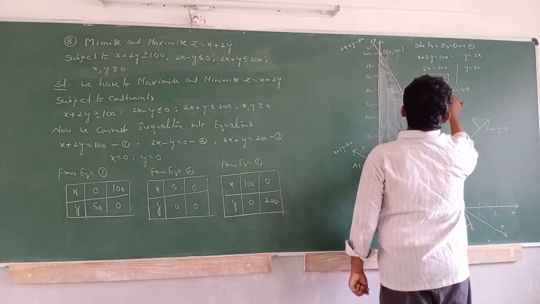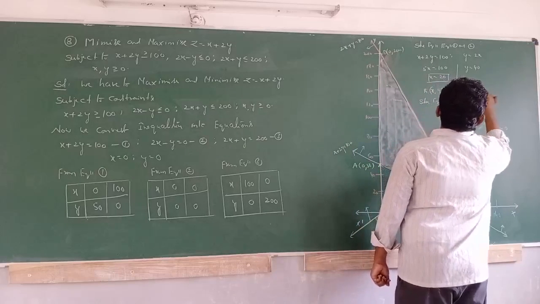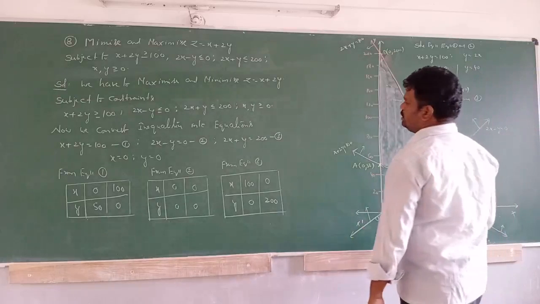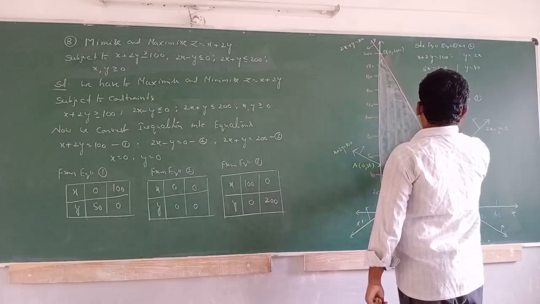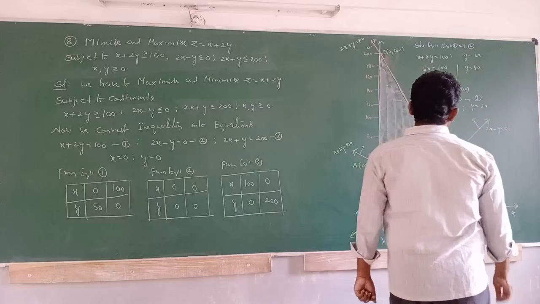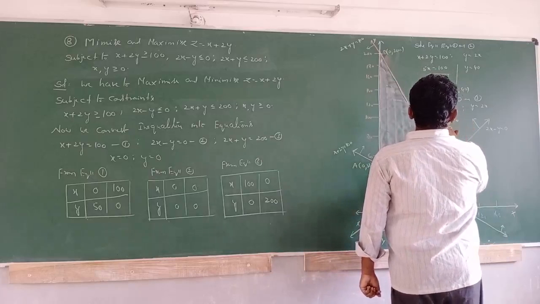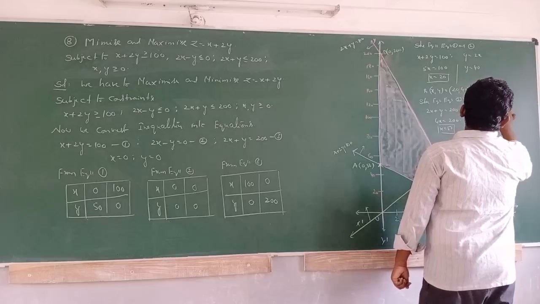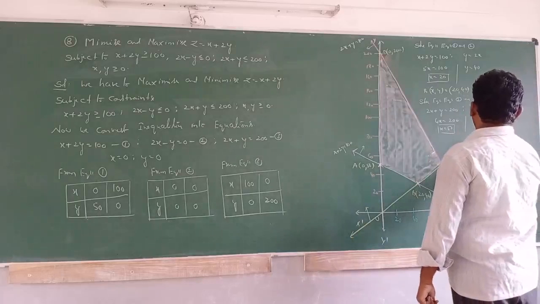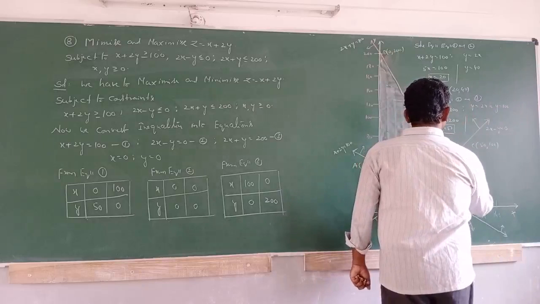Solve equations 2 and 3 to get the point. From equations 2 and 3 we get 2x plus y is equal to 200, and here y is equal to 2x. Then y plus 2x means 4x is equal to 200, so x is equal to 50. When x is equal to 50, y is equal to 100. So the coordinates of C are 50, 100.